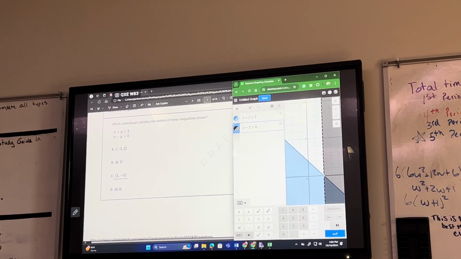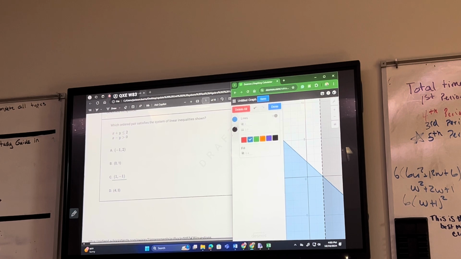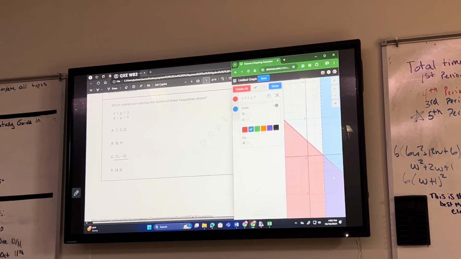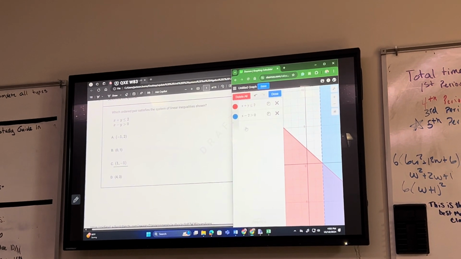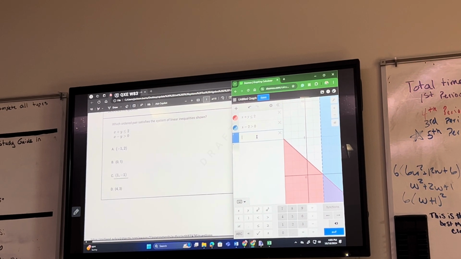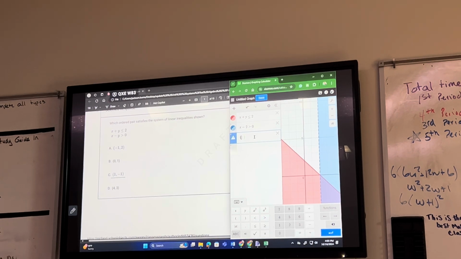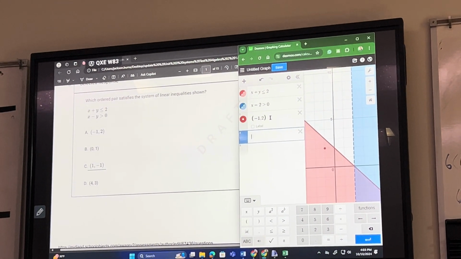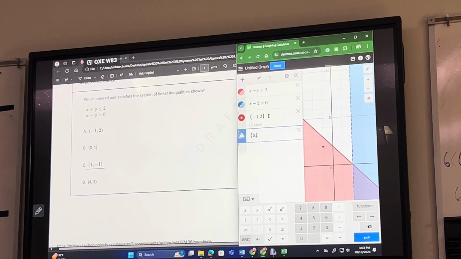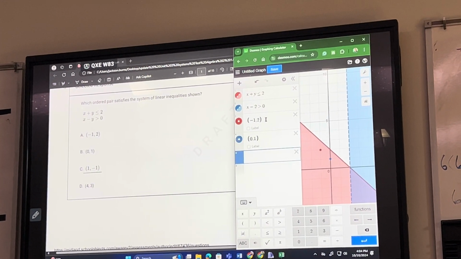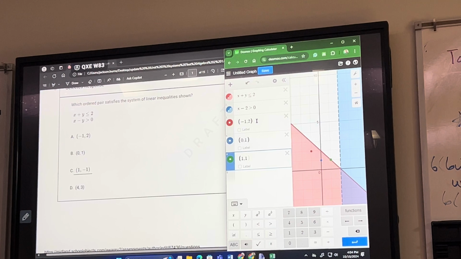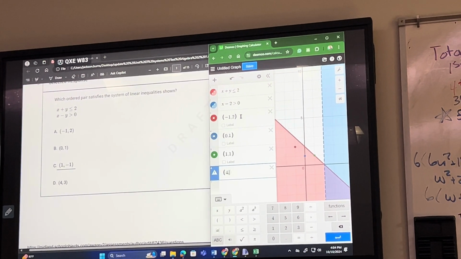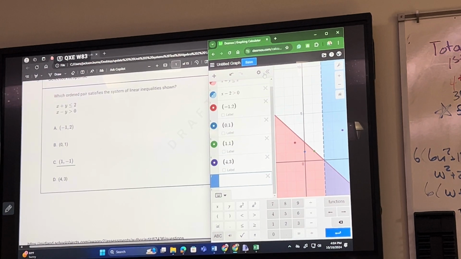Of course, I always like to have red and blue, and know my solution is gonna be the purple, what's in the purple. I can enter these points in. So I can have negative 1, comma 2. I can put 0, comma 1. 1, comma 1. And 4, comma 3. I can put all these points in here, right?